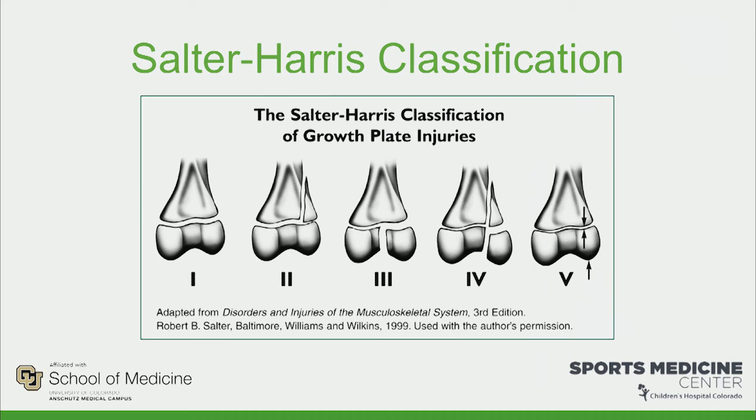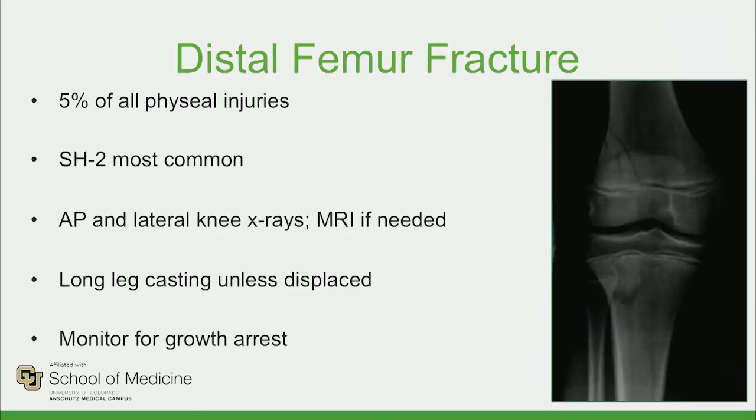Salter-Harris 2 goes into the metaphysis. Salter-Harris 3 goes down into the epiphysis. 4 goes up and down into the epiphysis and metaphysis. And 5 is a crush injury. It's pretty rare. 3 and 4 you're gonna really need to make sure you're keeping an eye on, because that does involve the joint space and can cause problems.